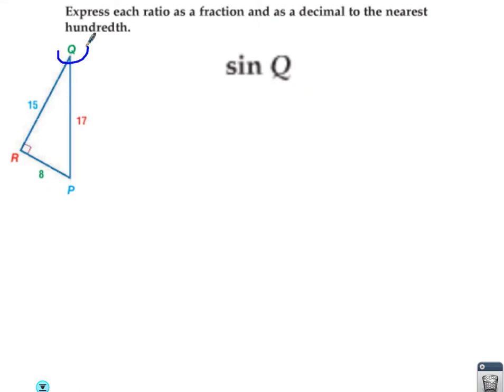Sine of Q. Here's Q. Sine, Jagger, look in your notes and remind me what sine is the ratio of? Opposite over hypotenuse. Jagger, what's opposite of Q? Good. And what's the hypotenuse? 17. 8 to 17. Done. Another one?